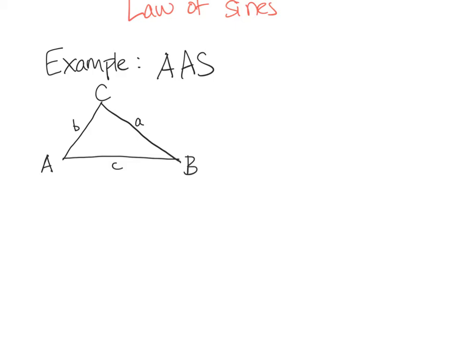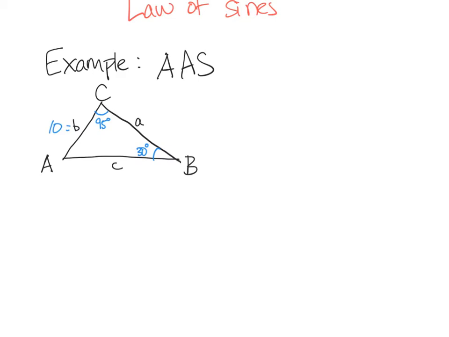We want to say that angle B is 30 degrees. We're going to say that angle C is 95 degrees. And we're going to say that B is a length of 10. I don't have any units for this problem, so you can say 10 centimeters, inches, whatever you want. So this is an example of angle, side.